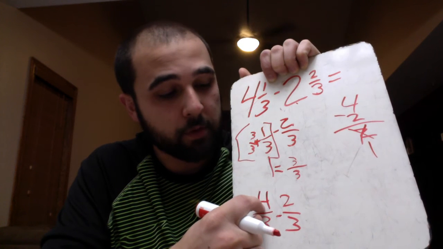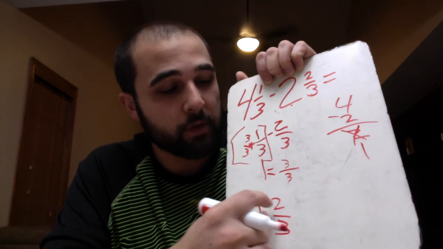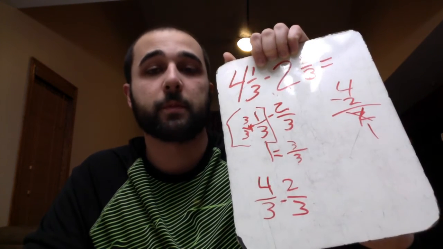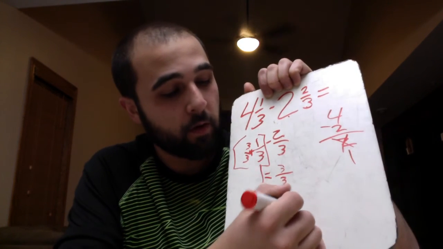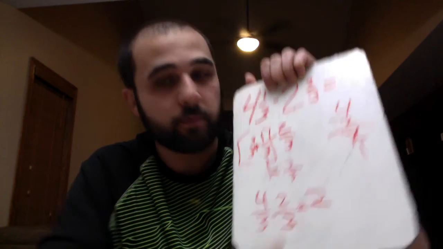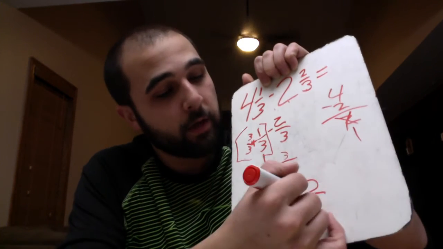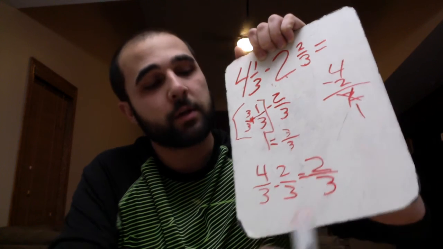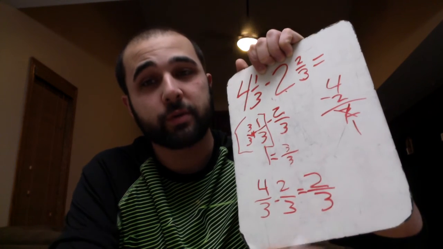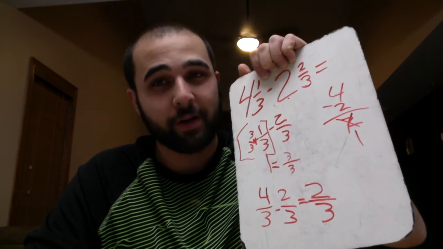And also important, this first number is larger than that second number. So 4, we can take 2 from that. 4 minus 2 is 2. Denominator stays the same. So we end up with 2/3 as our fraction part of our answer.